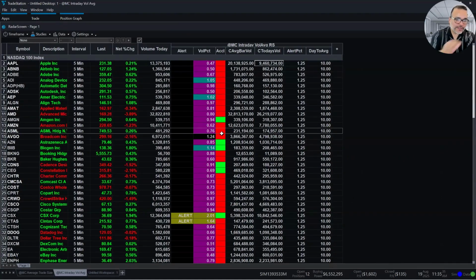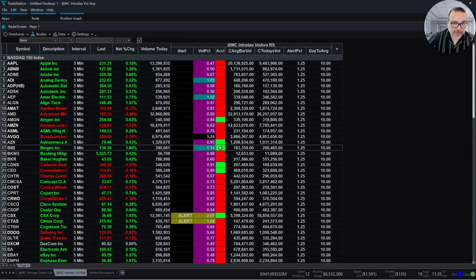The green and the red here is just giving you the acceleration, the same thing that we saw in the crosses. So whenever there is a higher rate of change in the average than in today's volume, it's going to be painted red. Whenever you see a green, it's because today's volume is increasing at a higher rate than the average. You see the cyan and the magenta, the same way that you see in charting. So whenever we are below, it's going to be magenta. So you see a whole collection or a whole group of symbols that are below average.